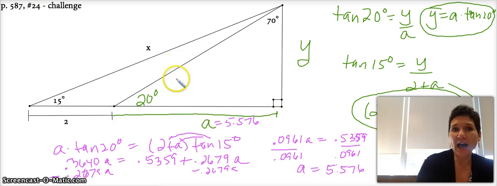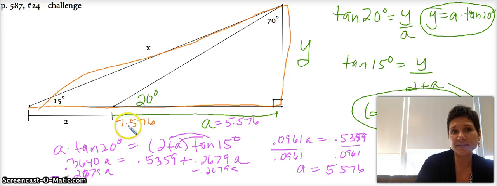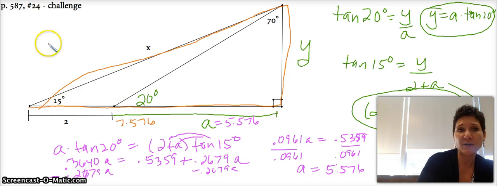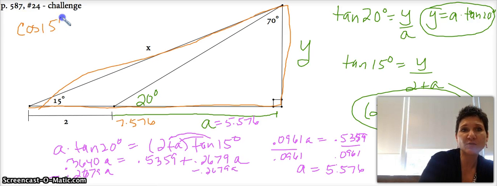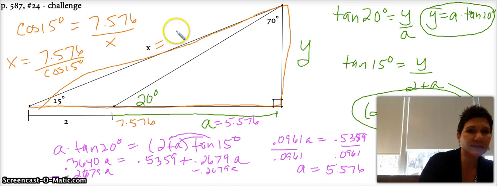Now that I have a, I should have no problem finding x because this is all about the big triangle. If I look at the big triangle right over here, it's this guy right here. So now I have my 15-degree angle. The length of this whole side is, you got it, 7.576. I have this side, which is adjacent, and I have to find the hypotenuse. So the cosine of 15 degrees is equal to 7.576 divided by x. So x is going to be equal to 7.576 divided by the cosine of 15. And x turns out to equal 7.843.